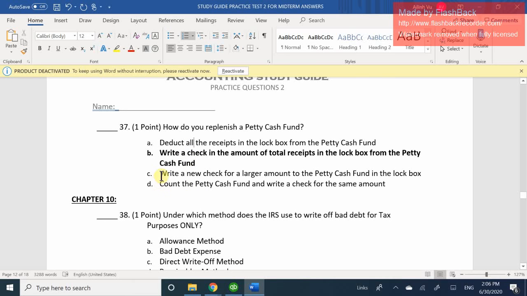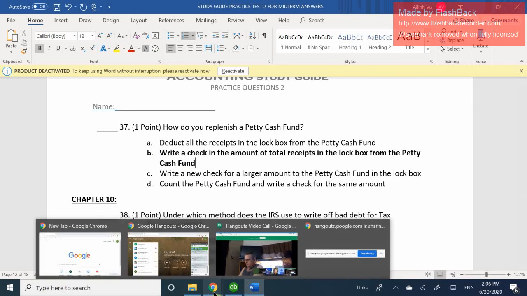Correct? So again, no, you don't need to write a new check. Count all the petty cash fund and write a check for the same amount. No, that's not what you're supposed to do. You said B, I said B. Oh, sorry, I was just going through all the answers. So B is correct. You need to write a check for this amount.